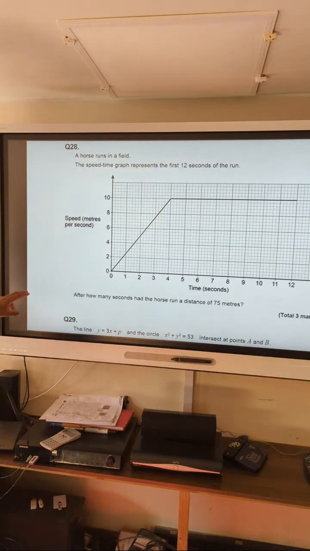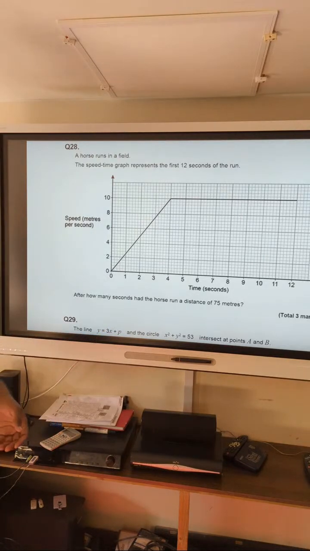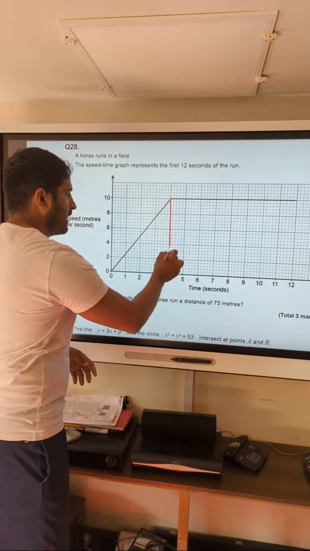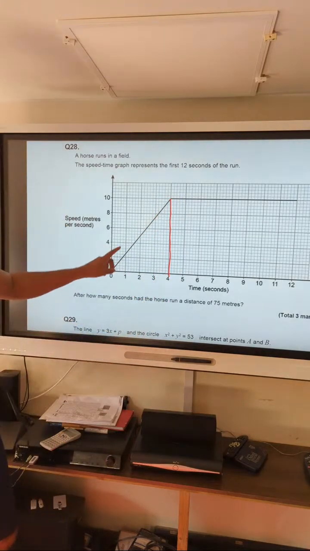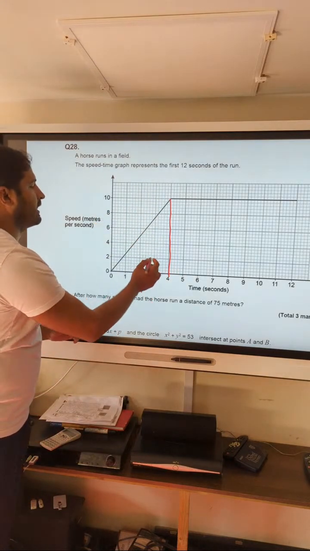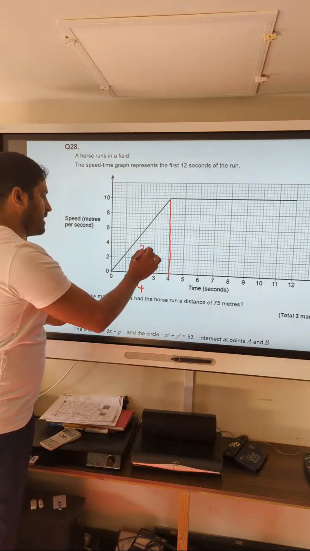How many seconds had the horse run to cover a distance of 75 meters? So we already know the area is 75. Let's just work out the area of that triangle, which will help us work out the area of everything else afterward. The area of that triangle, where the base is 4 and the height is 10, is 4 times 10 times half, which gives me 20.